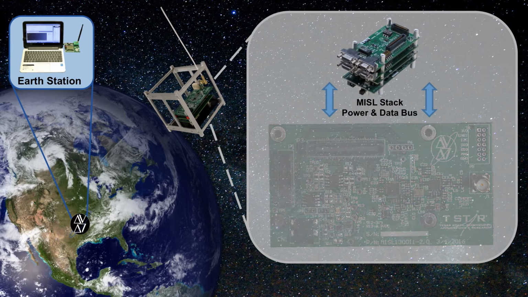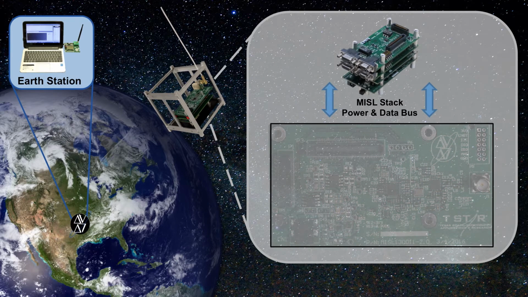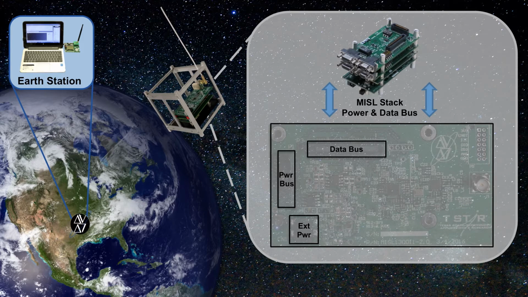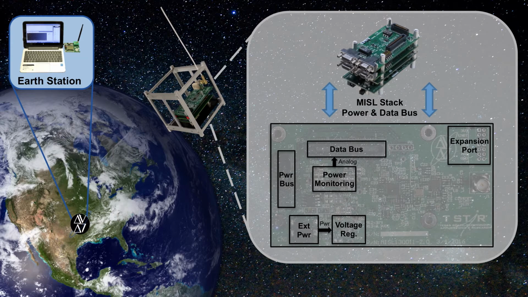Diving deeper into our board, we have the power and data bus connectors. Now this is how our board will be powered through the stack and also have access to the MSP430 microcontroller on the intelligence layer. We also have an external power connector in case extra current is needed on our board, and this can be voltage regulated to meet the voltage levels for our devices. We have power monitoring on here that can be read through an analog pin into the MSP430 through the data bus. And we also have an expansion port for future expandability that connects to the MSP430 with digital, analog, and serial pins.